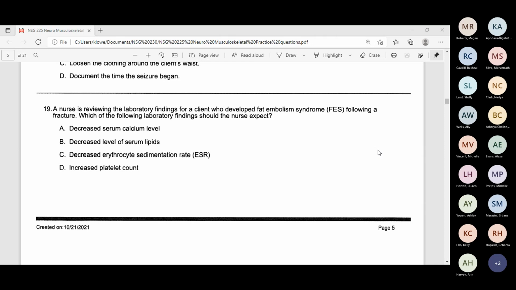The nurse is reviewing the laboratory findings for a client who developed a fat embolism syndrome following a fracture. Which of the following laboratory findings should the nurse expect? Is it A? It's A, decreased serum calcium level. The rationale I have says that it is expected, although the reason is unknown. So we just remember that, the decreased calcium level.